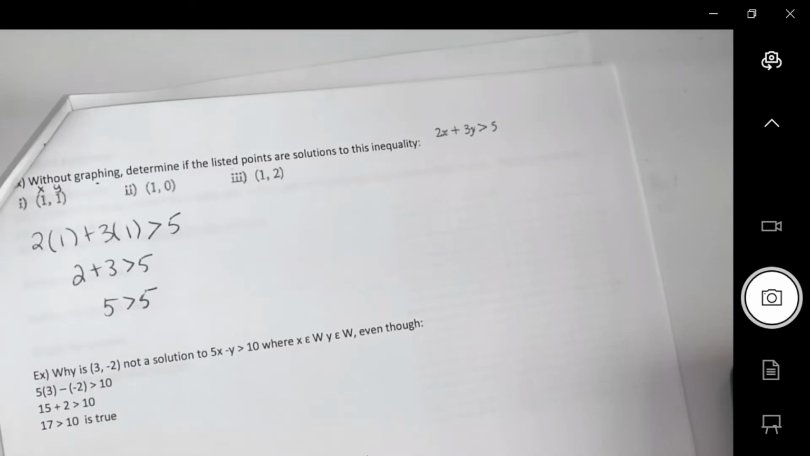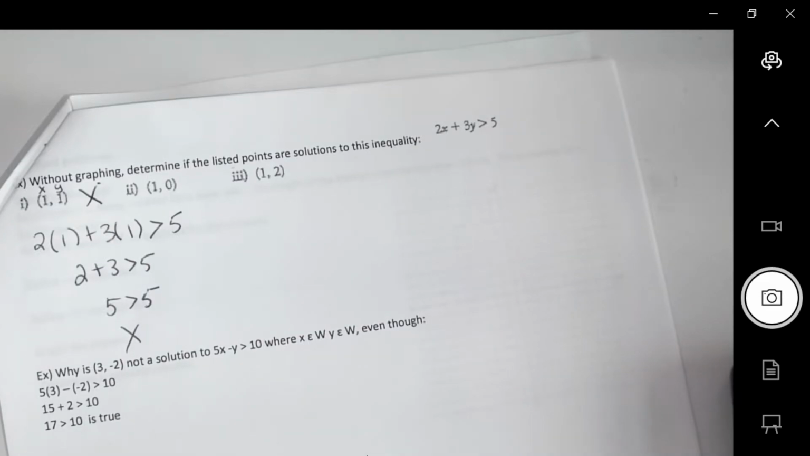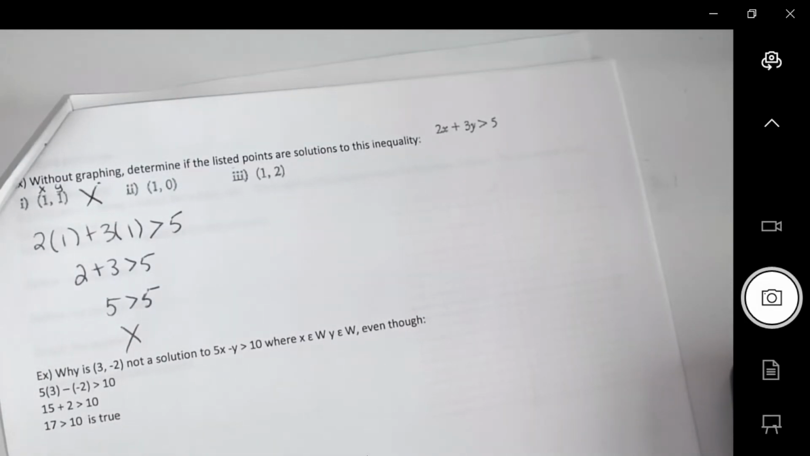What do you think about that? Is that right or not right? Is 5 greater than 5? No. So nope, that's not going to work. If I had changed that symbol to have a greater than or equal to, it would work.